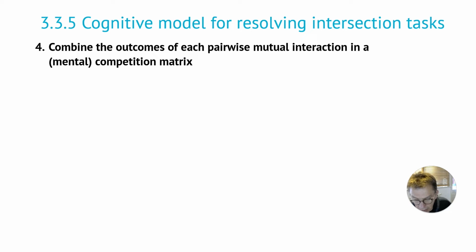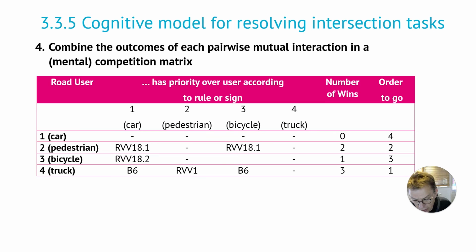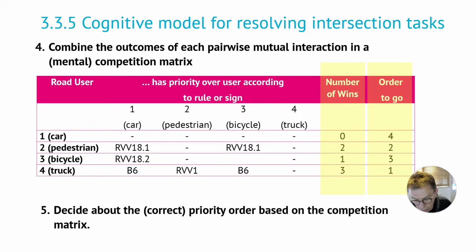The fourth step is to combine the outcomes of each pairwise interaction on this intersection in a kind of mental competition matrix. The matrix could look like this. It shows you all members of this competition between the road users at the intersection, and in the cells you see who wins due to which traffic rule or traffic sign. After completing, you can count the number of wins and decide, as a fifth step, about the correct order of who's to go first.